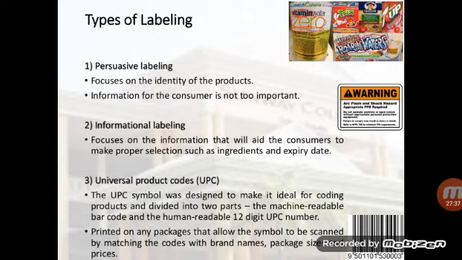And the third type of labeling is UPC, universal product codes. Normally, I'm sure all of you are familiar with this, where this will help to scan the barcode to know the amount of product that is available in that particular store, the information of the product, the price of the product. So you can get it through this UPC code, universal product code. So these are the three types of labeling that you should know: persuasive labeling, informational labeling, and universal product codes.